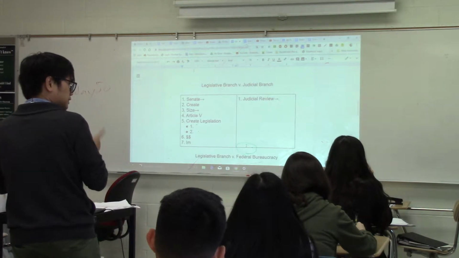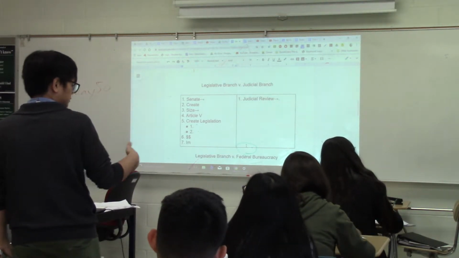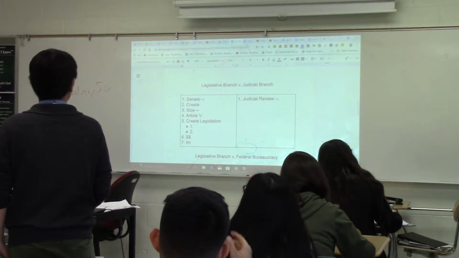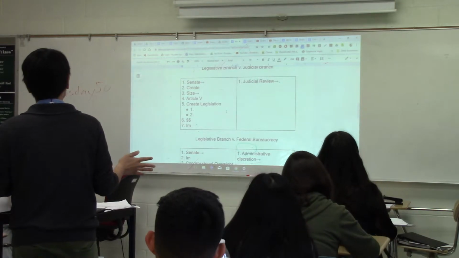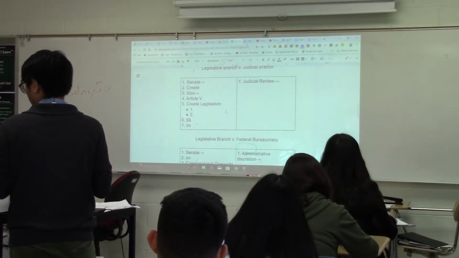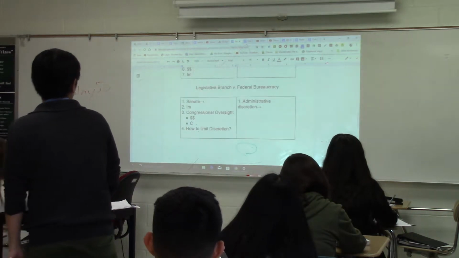Any questions about this? Make sure you're following along. Make sure you're understanding. That's the best thing. If there's something you're not quite sure how this branch can limit that branch by doing that, let me know, please, so that we can explain this before we take your test on Thursday.